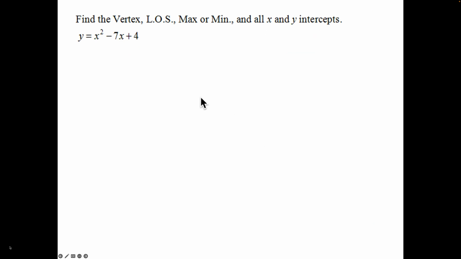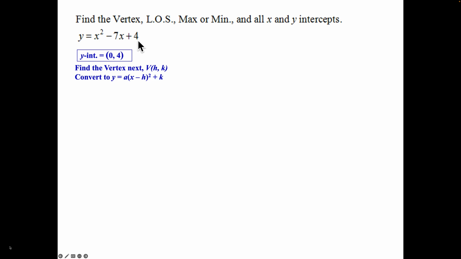All right, next example. Looking for the same information, y is equal to x squared minus 7x plus 4. Y-intercept, 0, 4. All right, vertex, I'm going to complete the square here, but I might need my calculator. I'm thinking x minus 7 halves in my parentheses squared. And then I need to subtract 49 over 4 because I got a square that's 7 halves.